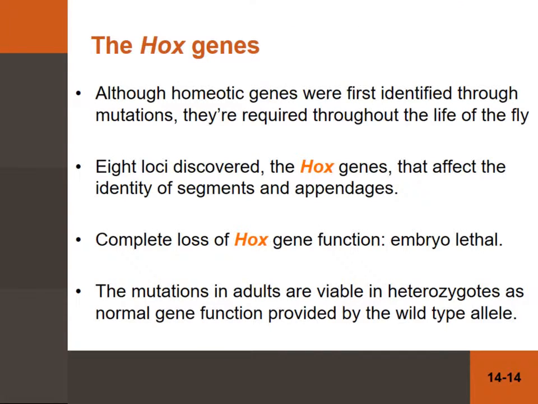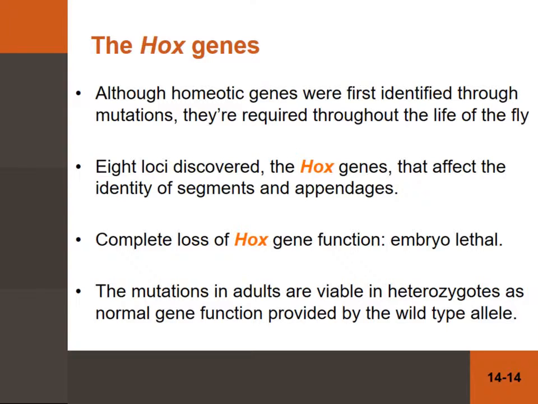Although the homeotic genes were first identified through mutations, they're actually required throughout the life of the fly. Systematic searches for these homeotic genes led eventually to the identification of 8 loci, now referred to as Hox genes. And these Hox genes affect the identity of segments and appendages. Complete loss of Hox gene function results in embryo lethality.